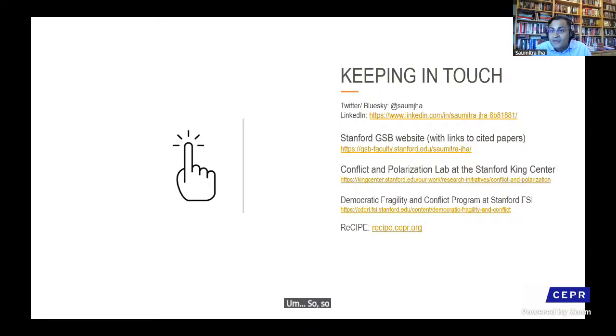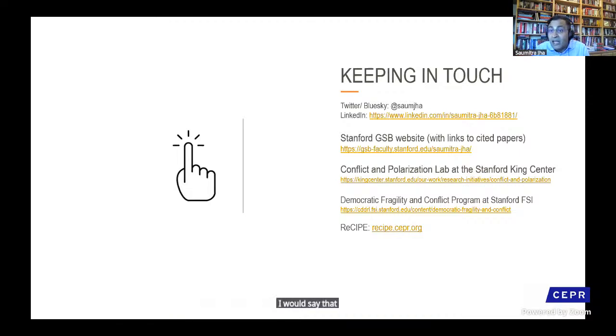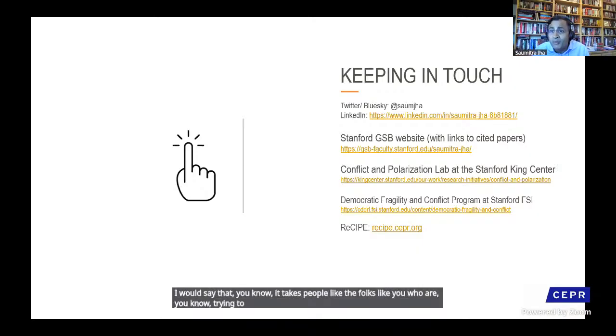So I think our research speaks to the possibility of change. It doesn't mean that it will happen, but demonstrating that the possibility exists actually does give me hope, if not optimism. I would say that it takes people like you who are trying to solve these problems to make a difference. But knowing that it can change was a revelation to me.